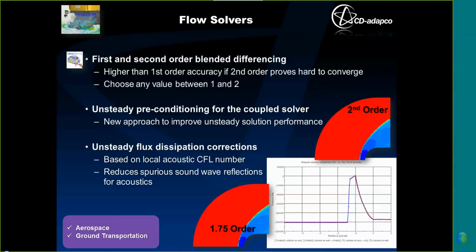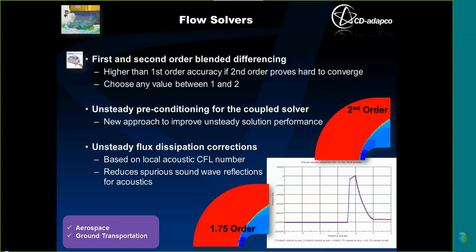Our flow solvers now have the capability to blend first and second order differencing, so you can choose to have higher than first order accuracy, but lower than second order accuracy if that proves difficult to converge. So you could choose perhaps 1.75 order in the solver, and that's going to blend first and second order stencils together to solve your simulation.